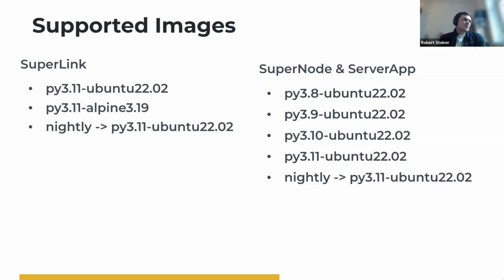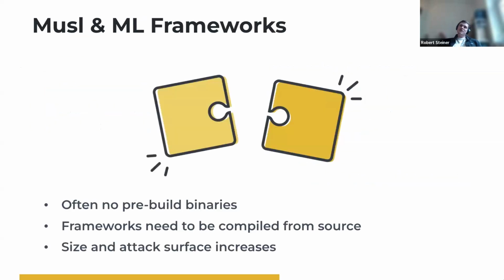So you might wonder why we only offer Alpine for the Superlink image. And the reason for that, on the next slide, is that Alpine and machine learning frameworks currently don't work really well together. Alpine internally uses musl instead of glibc, and most ML frameworks don't provide pre-built binaries for this combination.